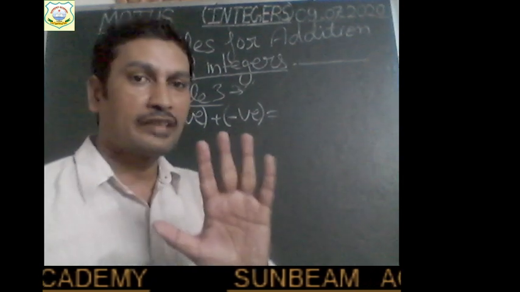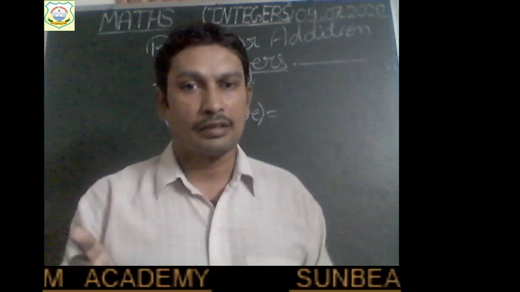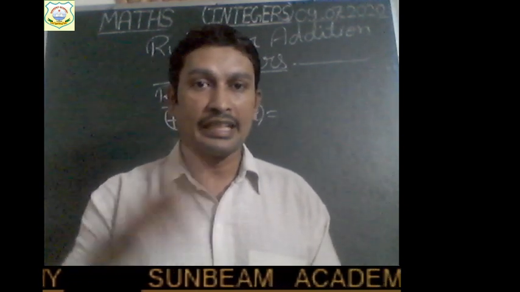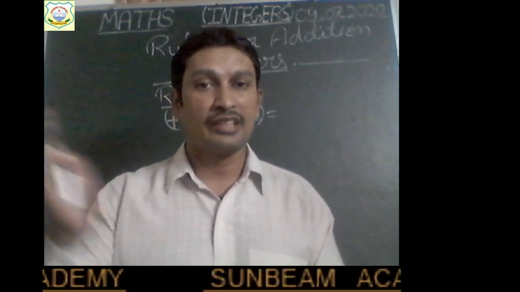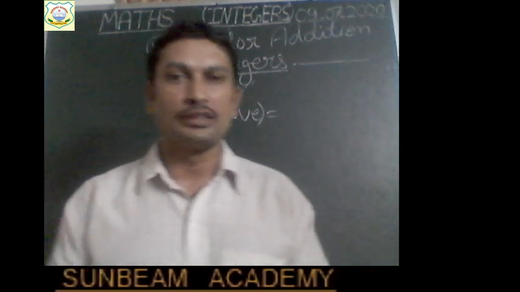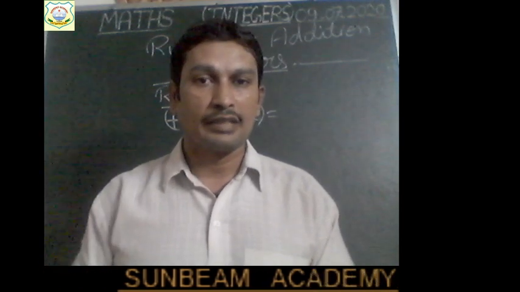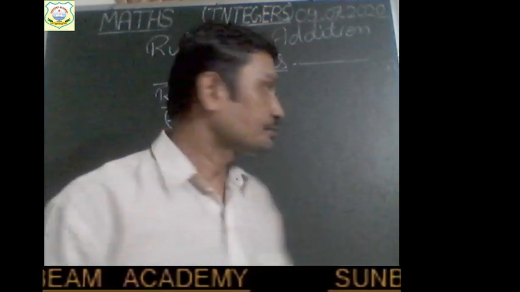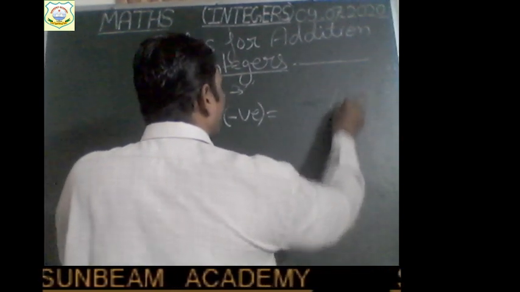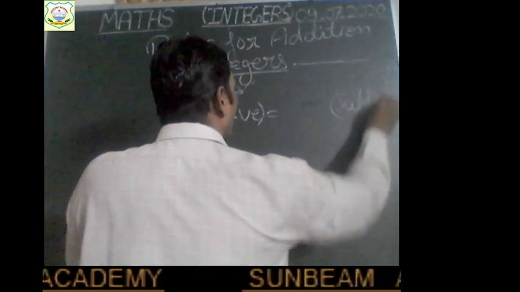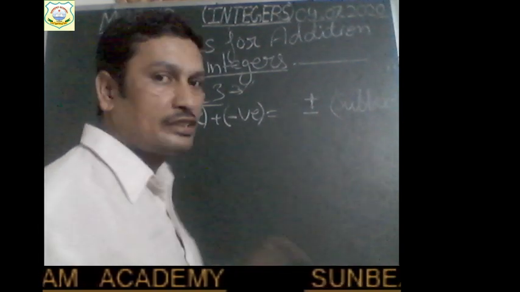So if the plus sign is greater, if the positive integer is greater, then you will put a positive sign and subtract. But if loss is greater, if the negative value is greater, then you will put a negative sign, because if loss is greater than profit, then you will have a loss overall. But due to that profit, your loss will decrease. That's why you will subtract. Right? So you will have to subtract, and you will put the plus or minus sign, whichever is greater.